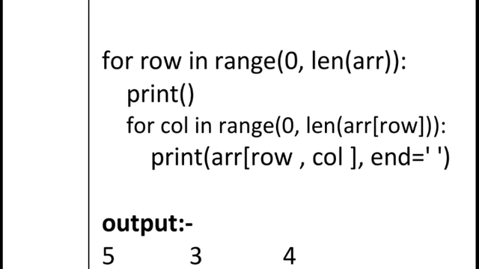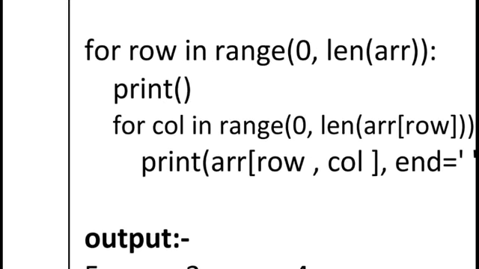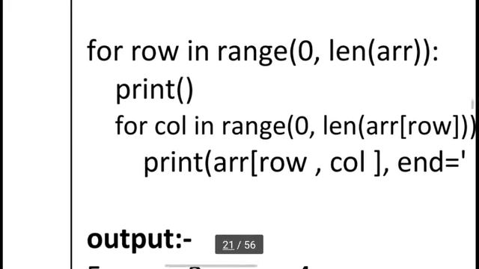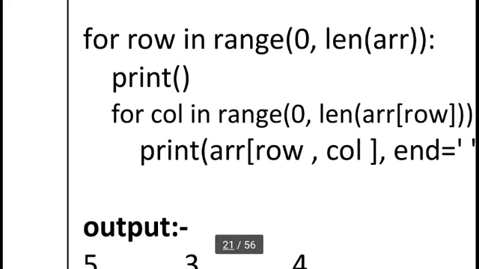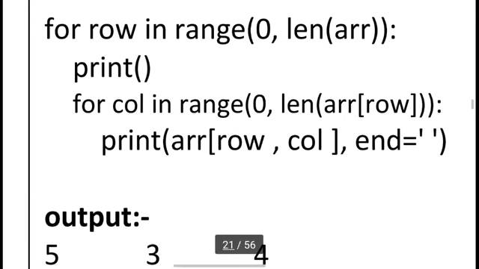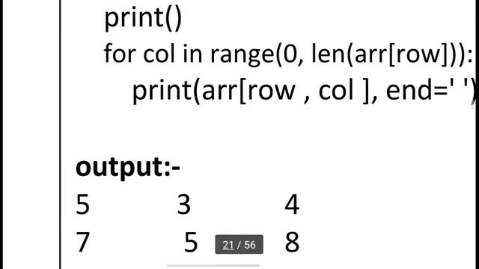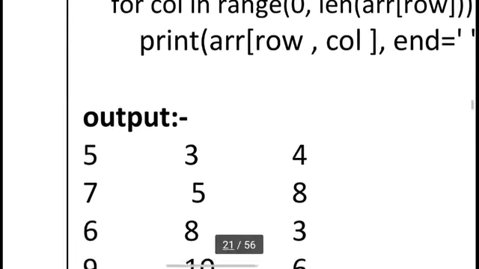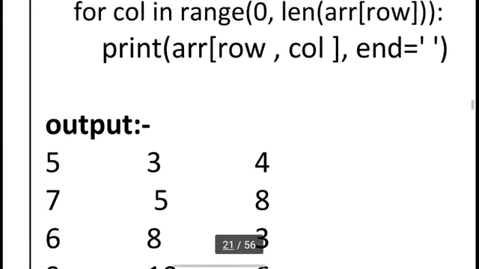row and particular columns. So you can see, for row in range(0, len(arr)), the outer loop controls the total number of rows. Print() will display a blank line. Then for col in range(0, len(arr[row])), meaning in a particular row we can access all the column values. Here I am using arr[row, col]. Row, col means arr[0, 0], so it will return 5, then arr[0, 1], 3.